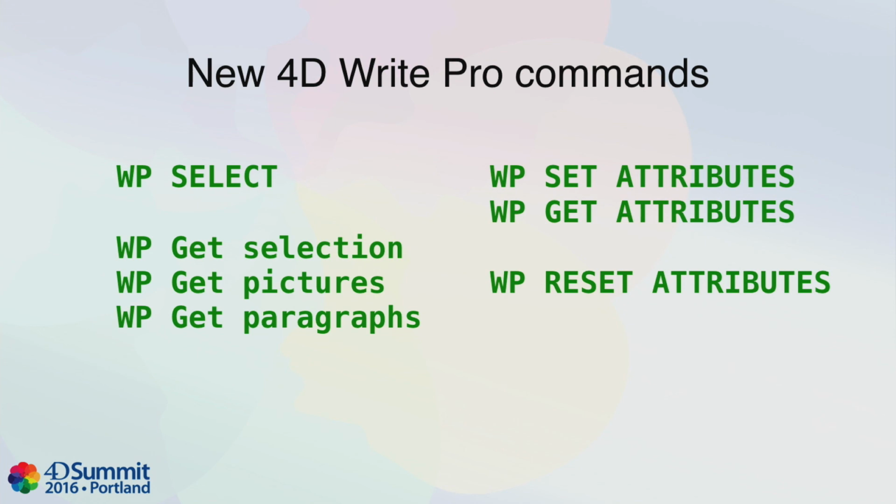And when we have this selection, we can use the WP get and set attributes to make any modification you want. You want to set the margins, you want to set the style, you want to set the padding, you want to set anything you want to do. We have a lot of attributes that can be set to the selection you want.